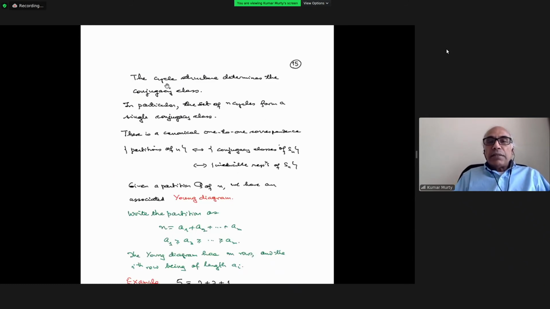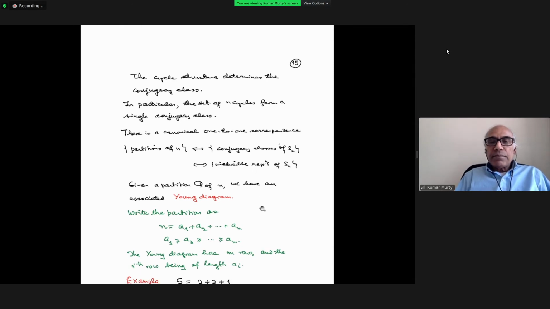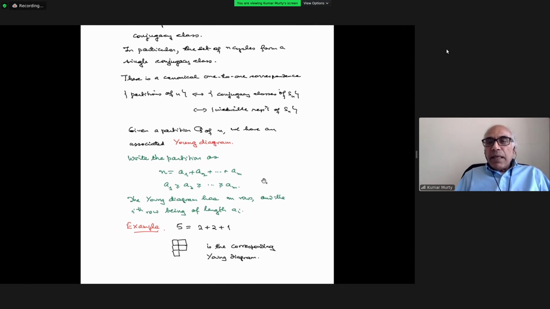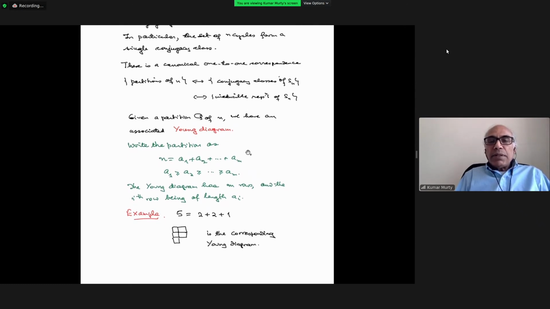So the point being, the cycle structure determines the conjugacy class. In particular, the set of n cycles forms a single conjugacy class. So I have this correspondence of partitions of n, conjugacy classes of the symmetric group, and irreducible representations of the symmetric group. This last one is just, for any finite group, a correspondence between conjugacy classes and irreducible representations. But let's make this a little more explicit in terms of Young diagrams.